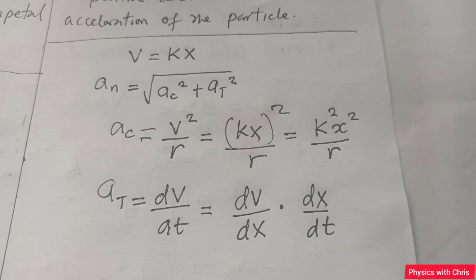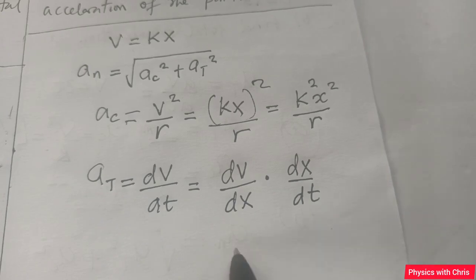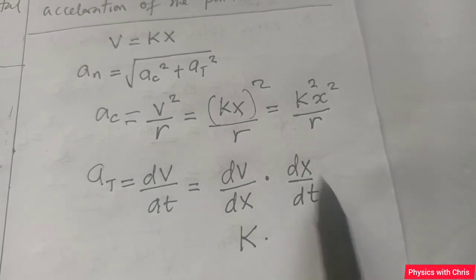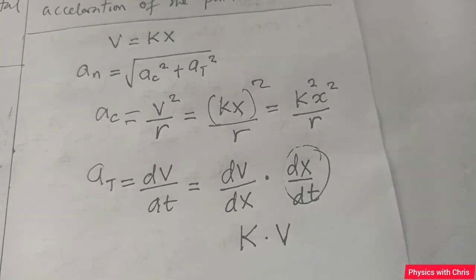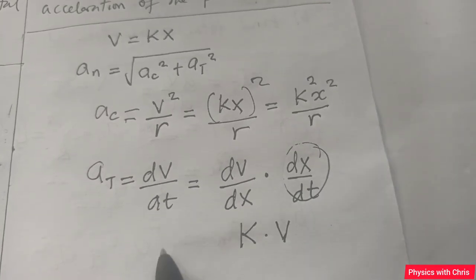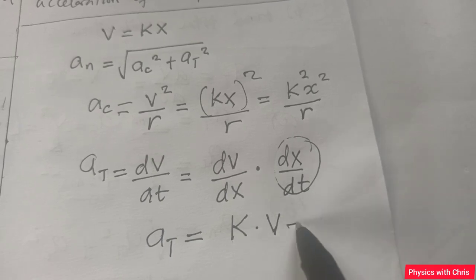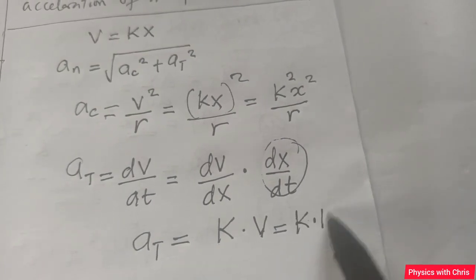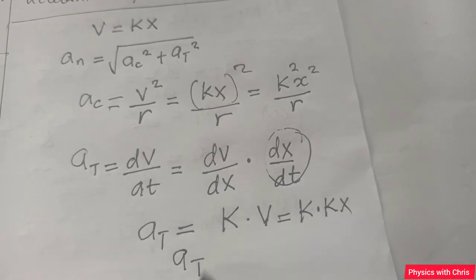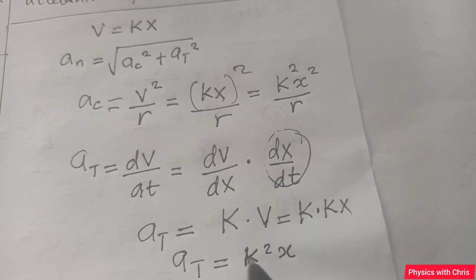Okay, so here now what do we do quickly? We'll differentiate this with respect to x. That gives us k. We'll replace with k times dx dt, which is the same thing as v, because this is displacement over time, which is velocity or speed. So this is my tangential acceleration, which is the product of k and v. And remember that v itself is the same thing as kx. So that gives me k times kx. So my tangential acceleration is the same thing as k squared times x. Okay, this is my tangential acceleration.